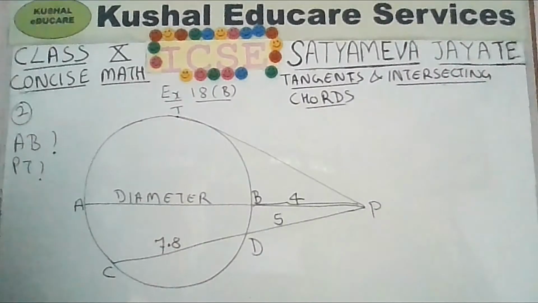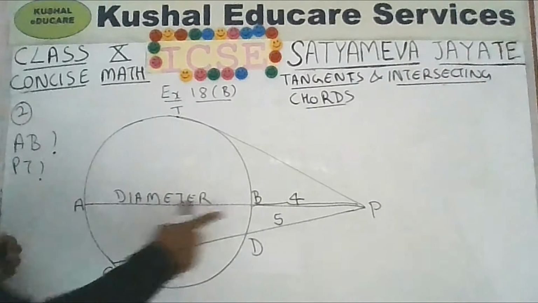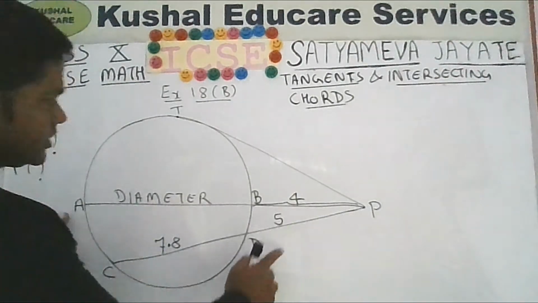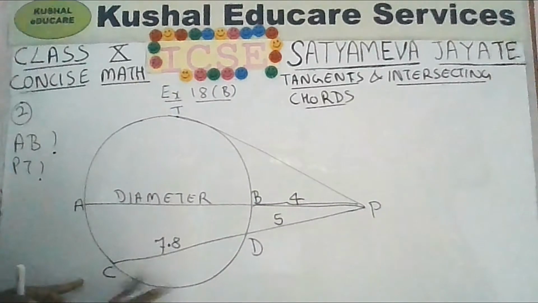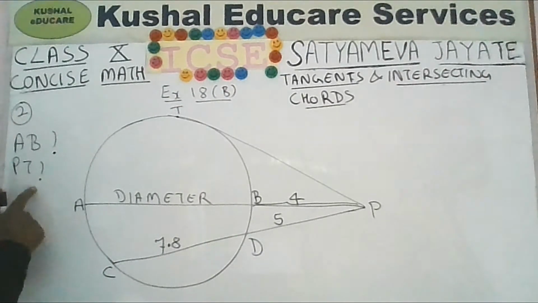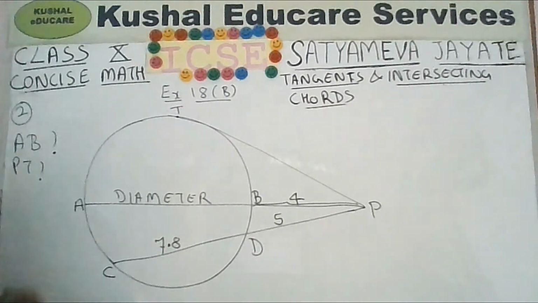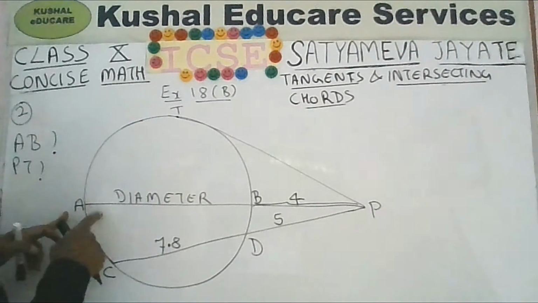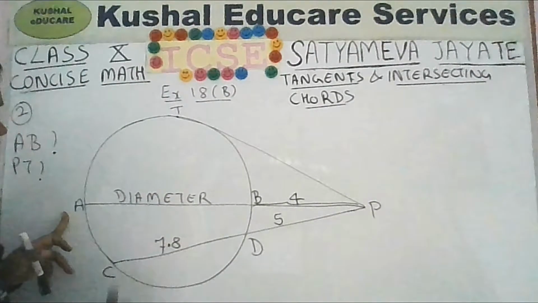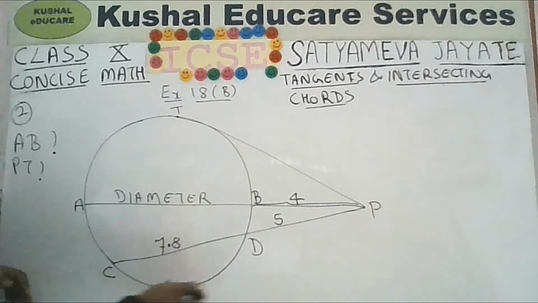Okay, so this is the figure for question number 2. It has been given that AB is the diameter, and then certain measurements are given. For example, PB is 4, then PD is given 5, CD is given 7.8. What we have to do is find the length of the diameter and the length of the tangent PT. Okay, so you can see here that there are two chords AB and CD which are intersecting each other externally at a point P. So you can use the theorem directly.